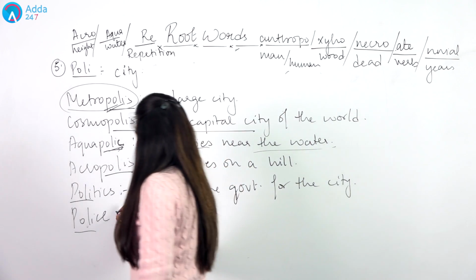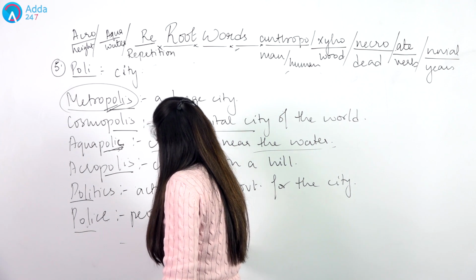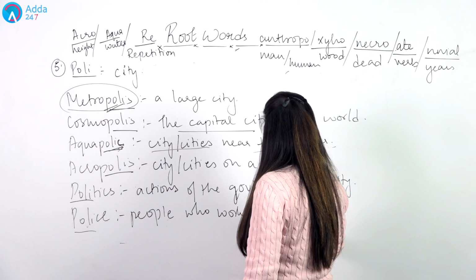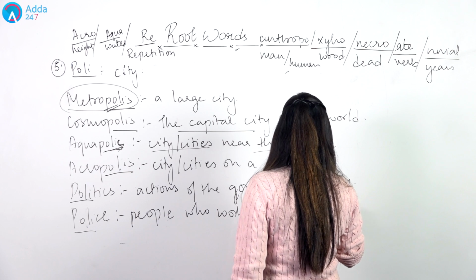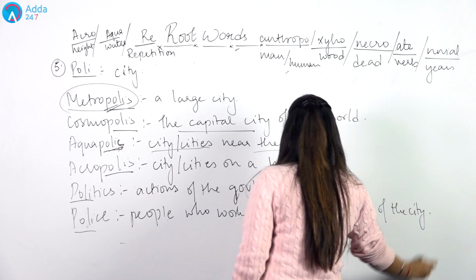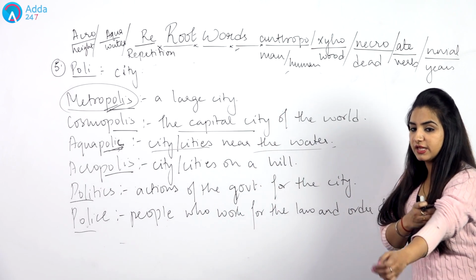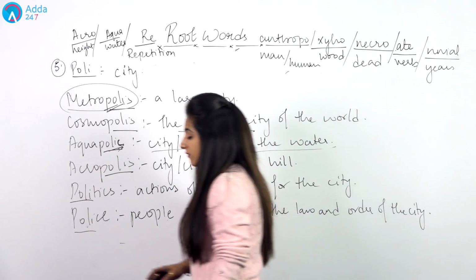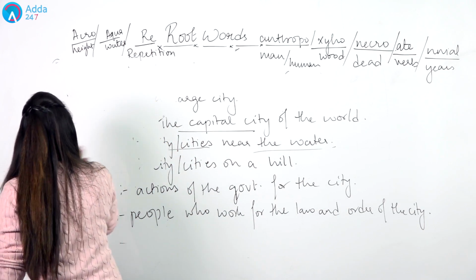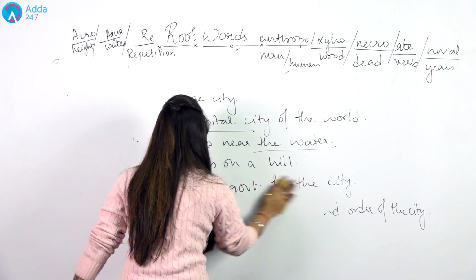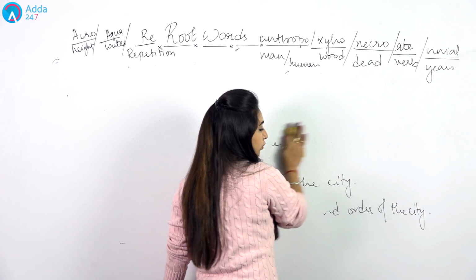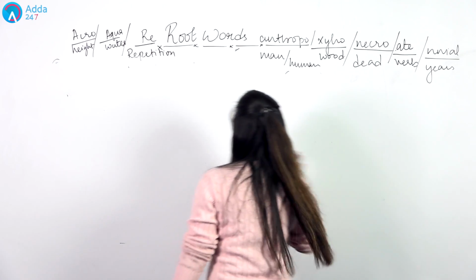The other word is police, and police are the people who work for the law and order of the city. So people who work for the law and order of the city are called police, who take care of the law and order of the city, so that nobody, whosoever is staying here, crosses the limits or violates the rules, the laws that are mentioned in the constitution for the particular place or the city, right?